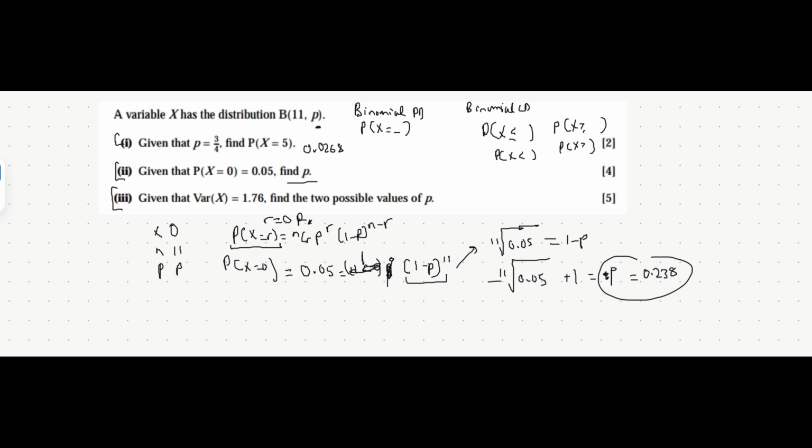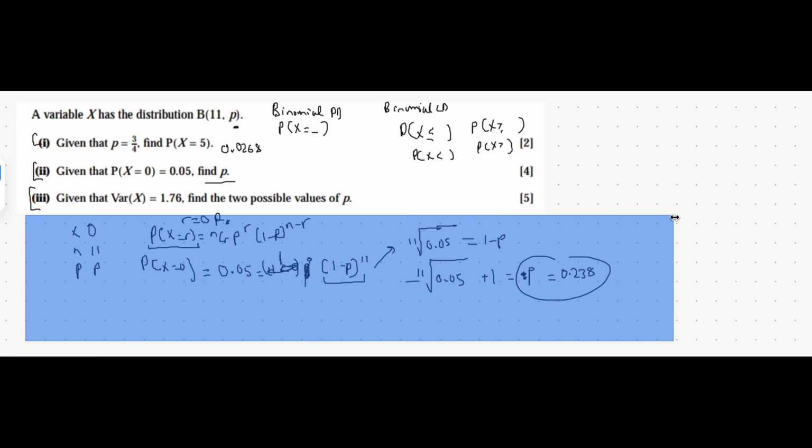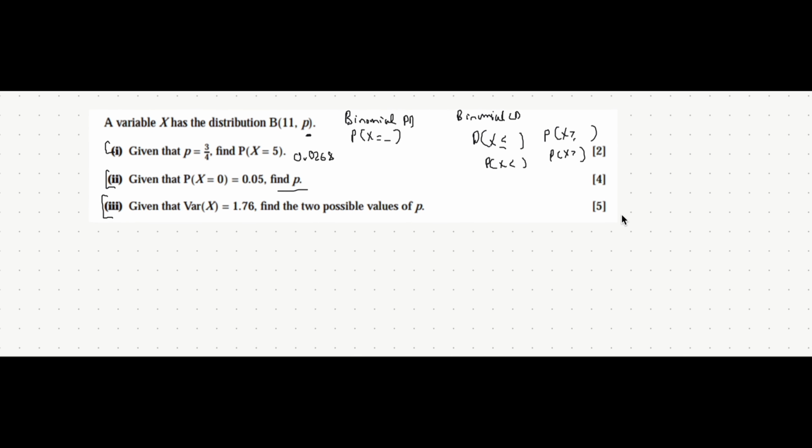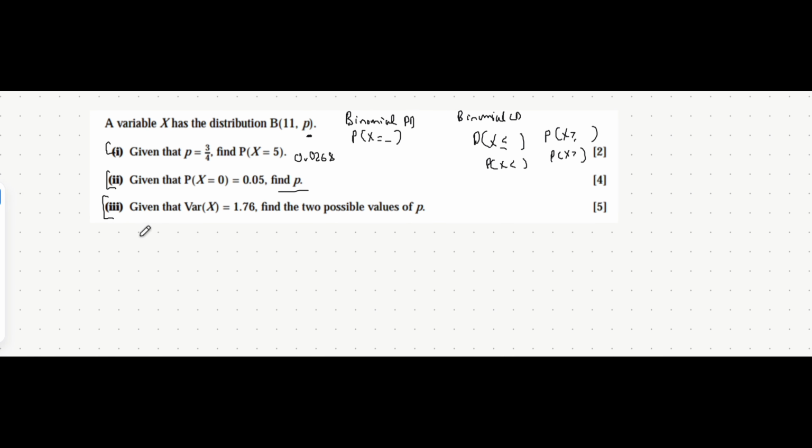Great, let's now move on to the last part of this question, part 3, where we have to deal with the variance. Now the variance is, by the way, just a quick recap, the mean of x in the binomial distribution is given by the sample size multiplied by the probability. The variance is given by sample size times probability, so the mean, but then you multiply onto that 1 minus p. In this case, the sample size of 11 multiplied by the probability that we're looking for, multiplied by 1 minus p, is all equal to 1.76.